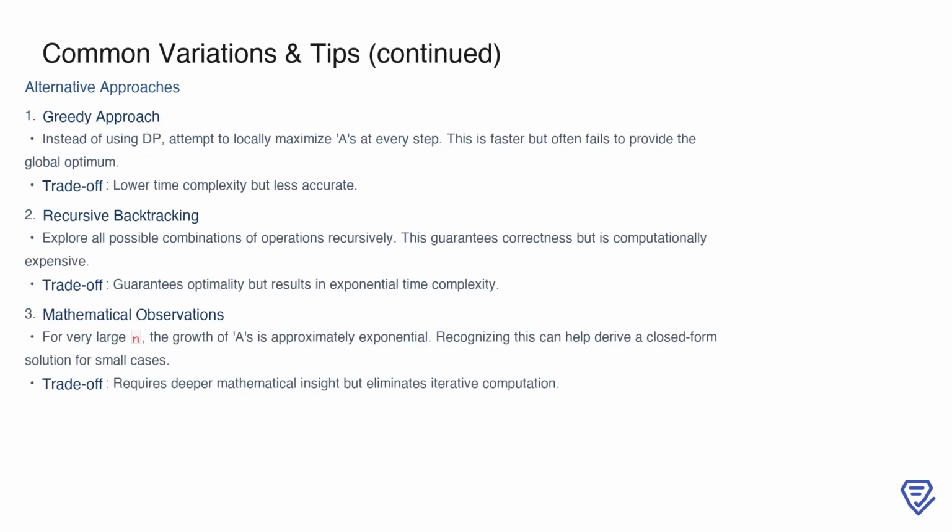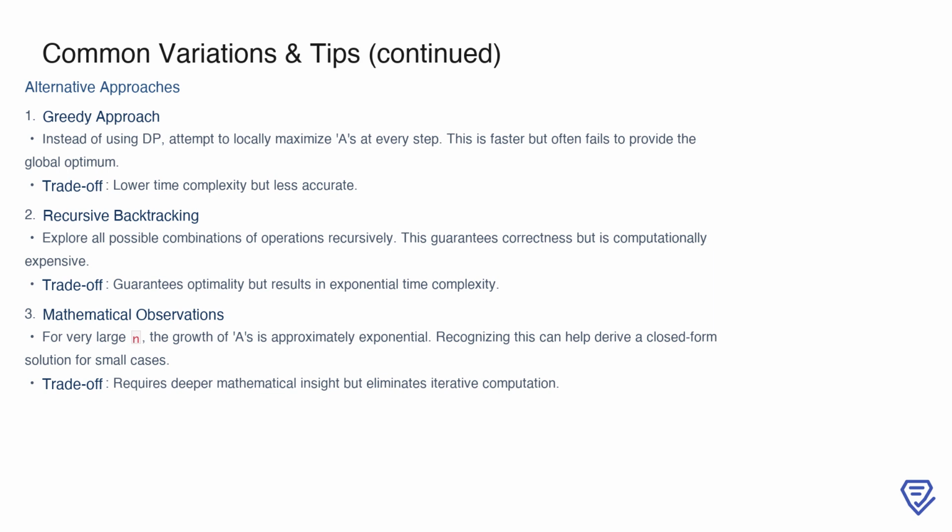There are alternative approaches you can consider for this problem, though each comes with its own trade-offs. A greedy approach, for instance, aims to locally maximize the number of A's at every step. While this can be faster in terms of runtime, it often fails to find the global optimum because it doesn't account for long-term gains from strategic copy-paste sequences. Recursive backtracking is another option, where you explore all possible combinations of operations. This guarantees correctness but is computationally expensive, resulting in exponential time complexity.